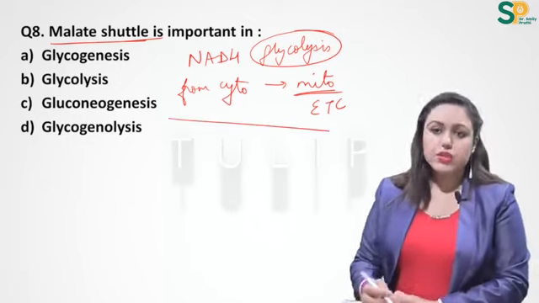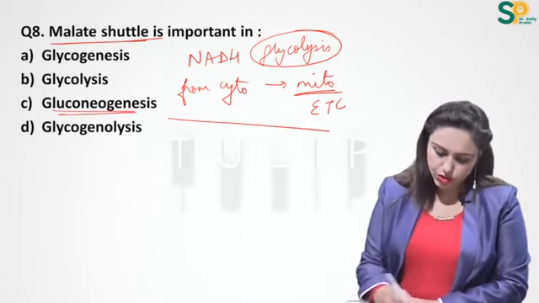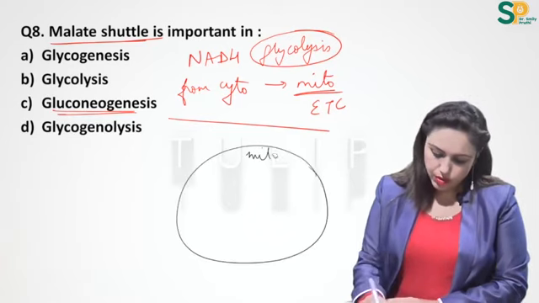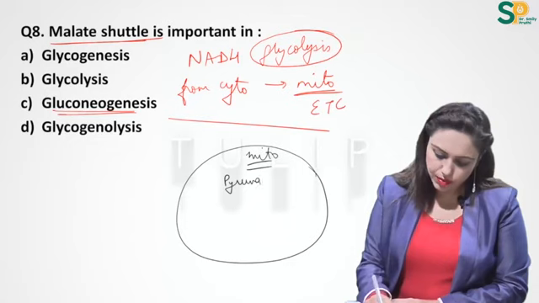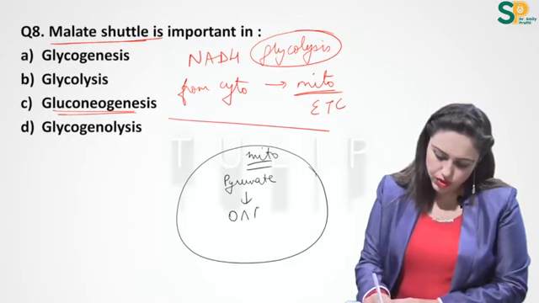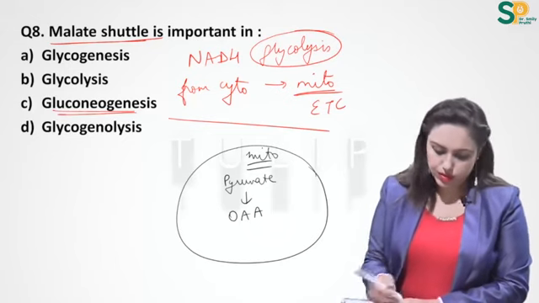So the next concept is about gluconeogenesis. I have to tell you, in gluconeogenesis, actually what happens? Gluconeogenesis starts from mitochondria, and the first step is pyruvate gets converted to oxaloacetate, and all the next steps have to occur in cytoplasm.